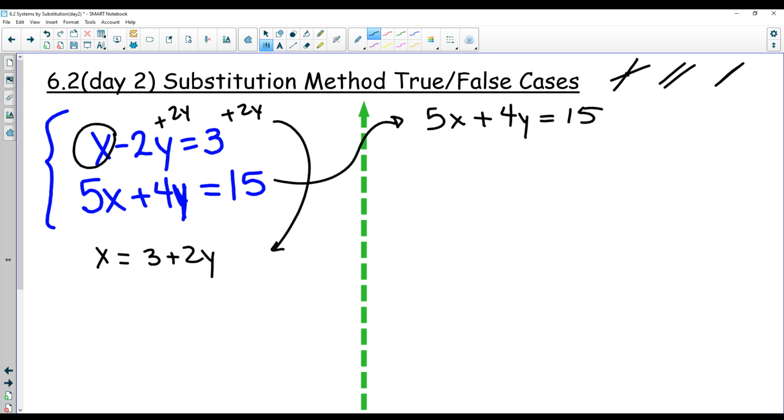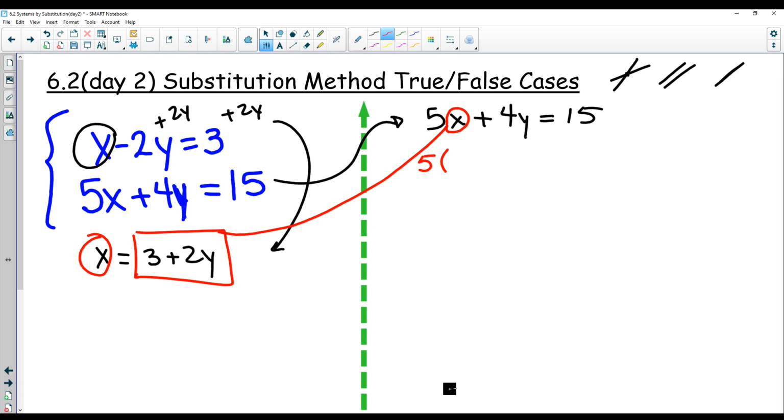Okay, then here comes the substitution part. If it says x equals, then that means this stuff is equal to x, and you can replace it in your equation where the x is. So I'm going to put parentheses, 3x plus 2y plus 4y equals 15. So we solve like normal, because look, we don't have x and y anymore, we just have y. So if at this point you still have x and y, then you know you put it in the wrong place, okay?